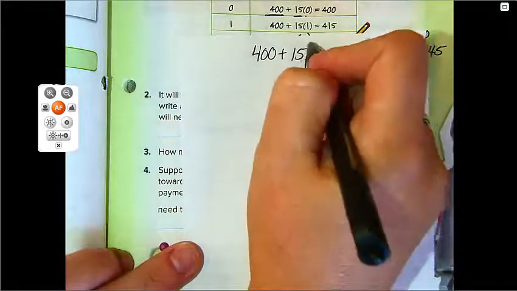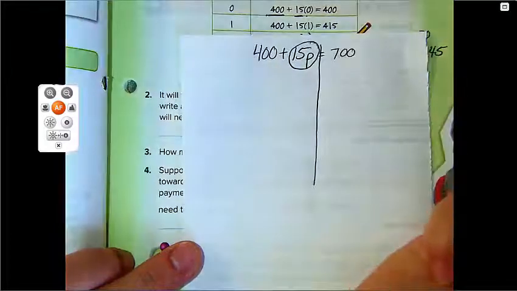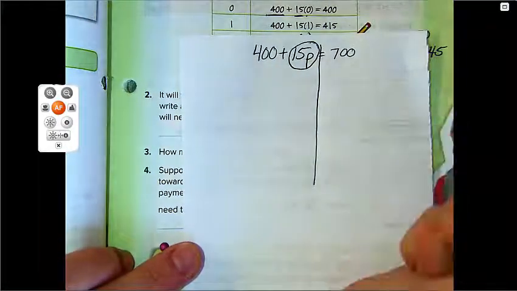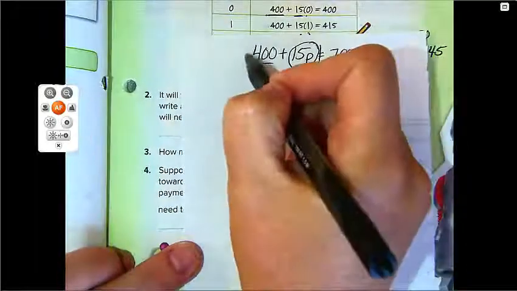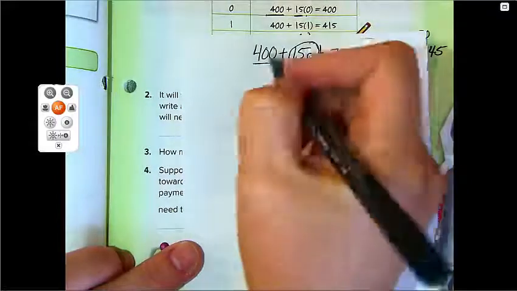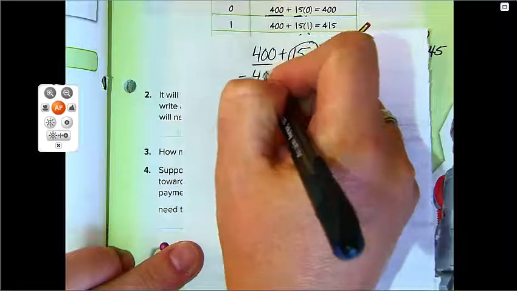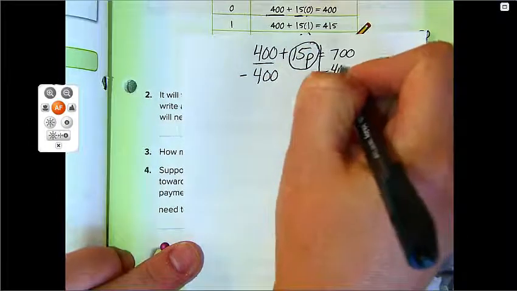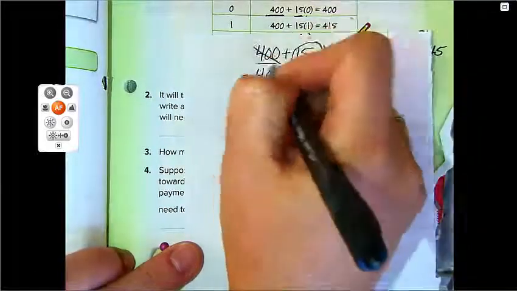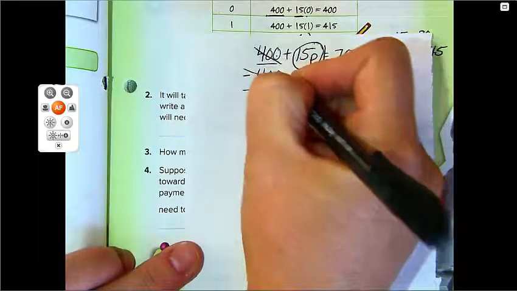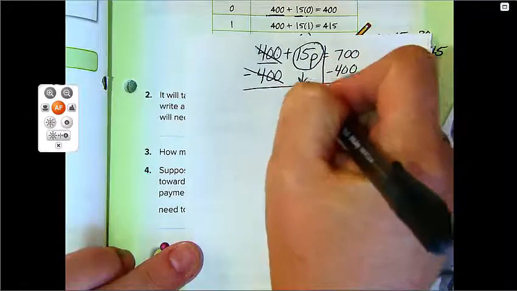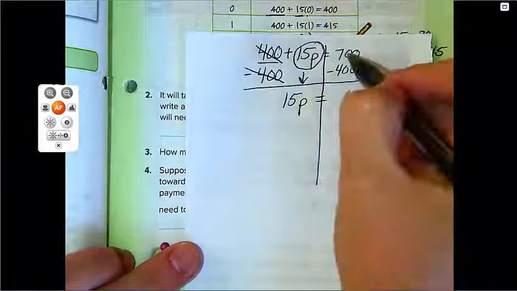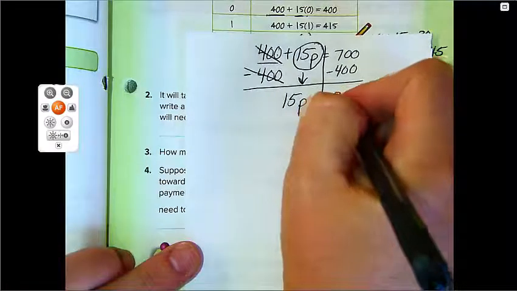Then I'm going to focus on the variable side, so this side right here, and I want to move everything not connected to that variable. So not connected to that variable is this 400. There's no minus in front of it, so it's a positive 400. So when I move it, it becomes a negative. So my 400s are gone because 400 minus 400 is 0. Bring down your 15p. And then I have 700 minus 400, which is 300.